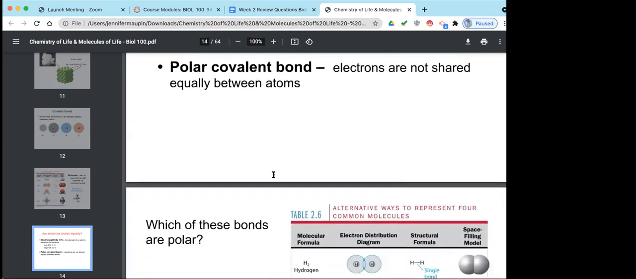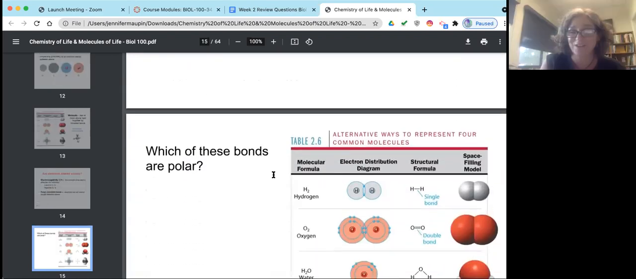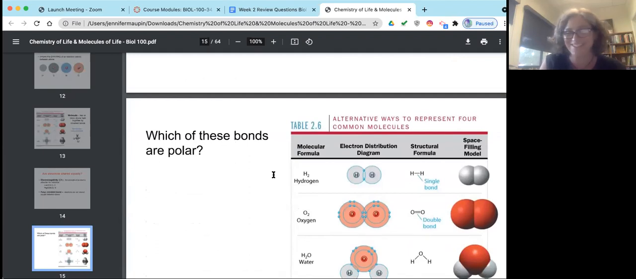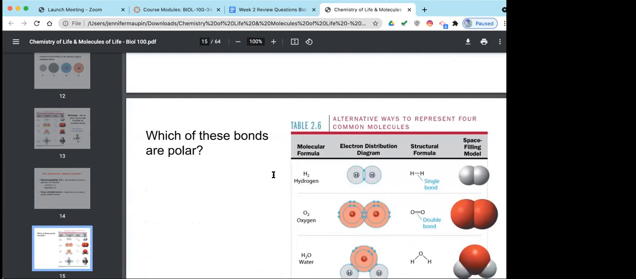Can I ask a dumb question? You can ask a question that I'm sure is not a dumb question. Yes, you can ask any question. So how do you know or determine if it's low or high electronegativity?